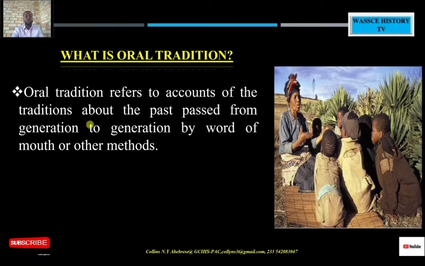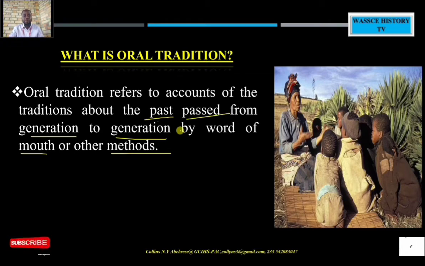Now, oral tradition refers to accounts or traditions about the past, passed on from generation to generation, by which means? By the word of mouth or other methods. So oral traditions are accounts that are passed on from generation to generation through the word of mouth. These accounts are recounted to generations over and over again. They are about something which happened in the past, which has been passed on from generation to generation by the word of the mouth.